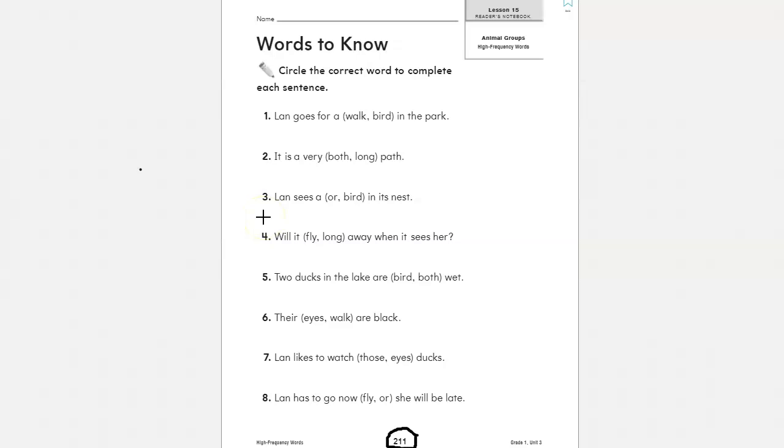On number 3, it says, Lan sees a blank in its nest. The two words are oar and bird. Which word would fit best? Lan sees a oar in its nest. Lan sees a bird in its nest. Circle the word that best completes the sentence on number 3.